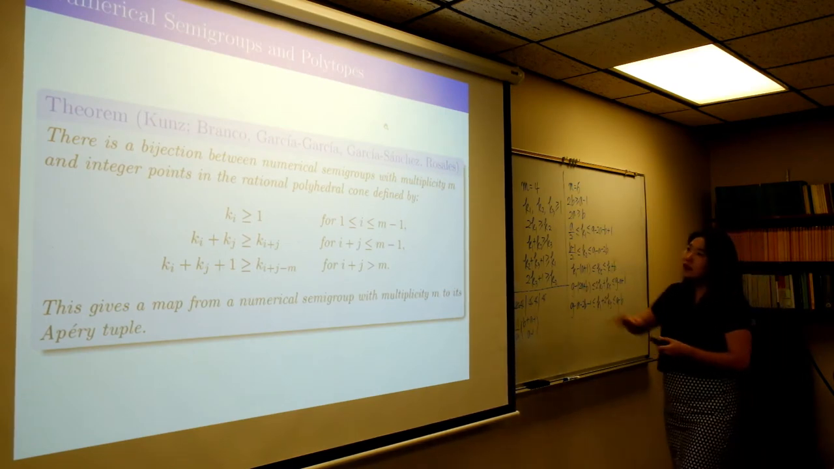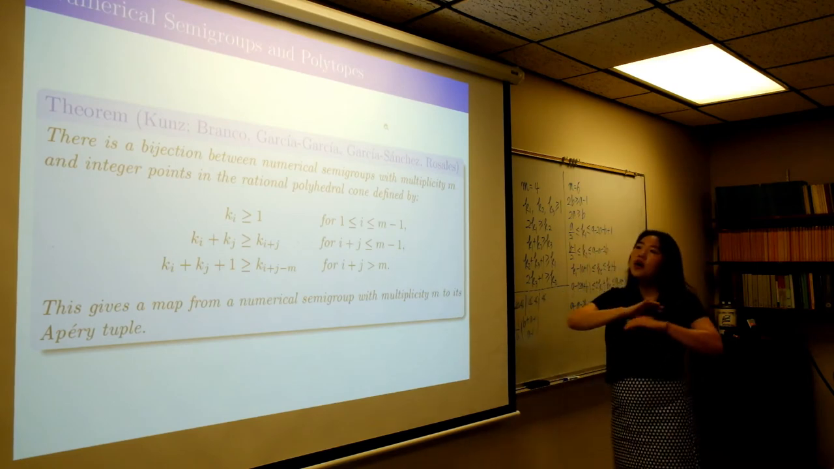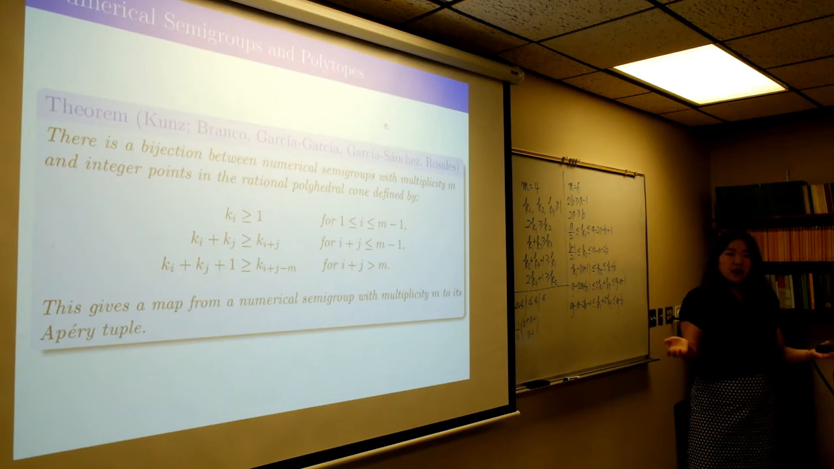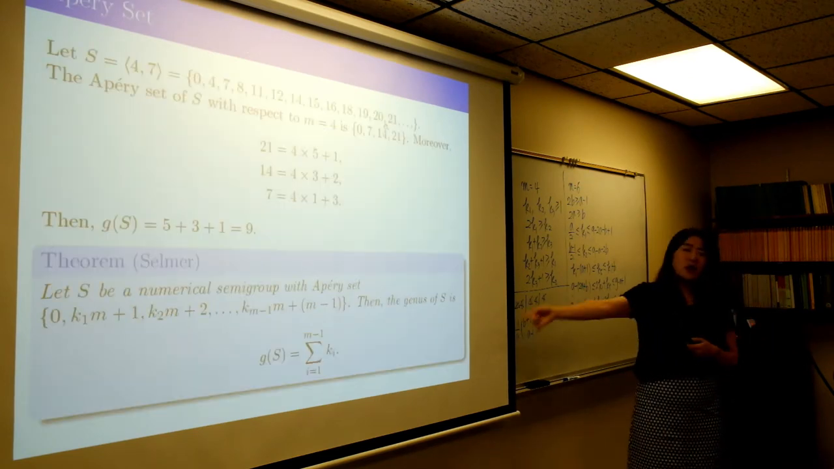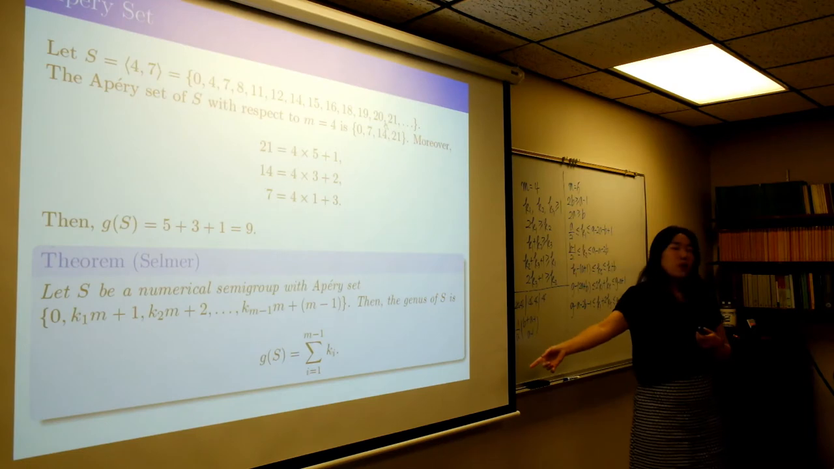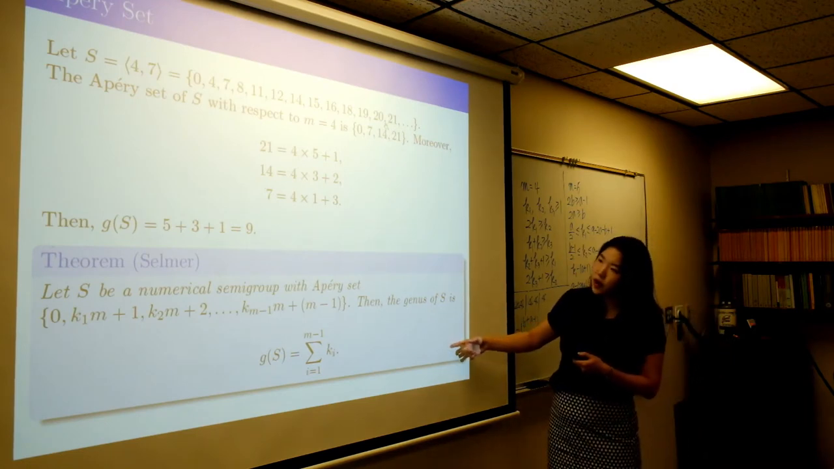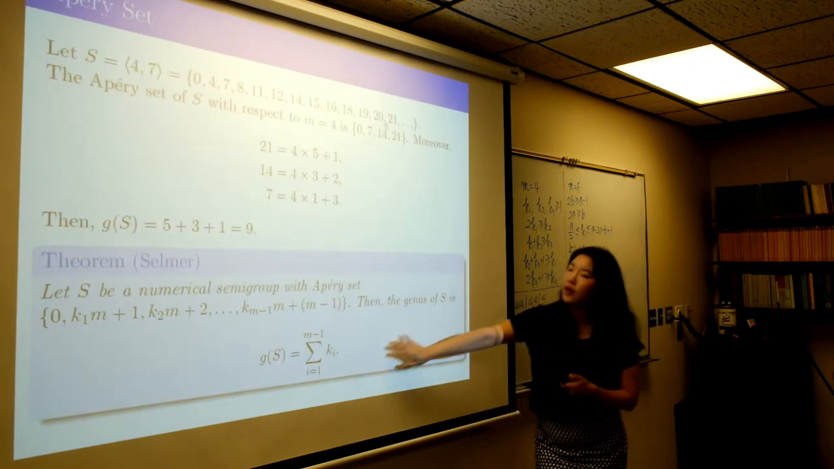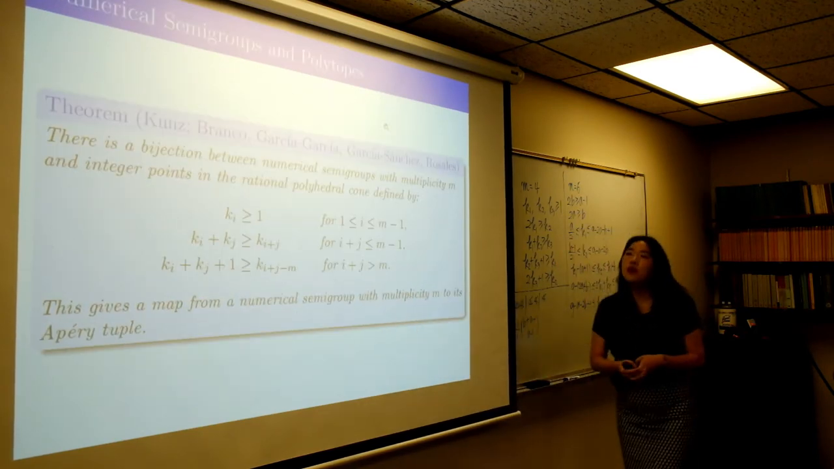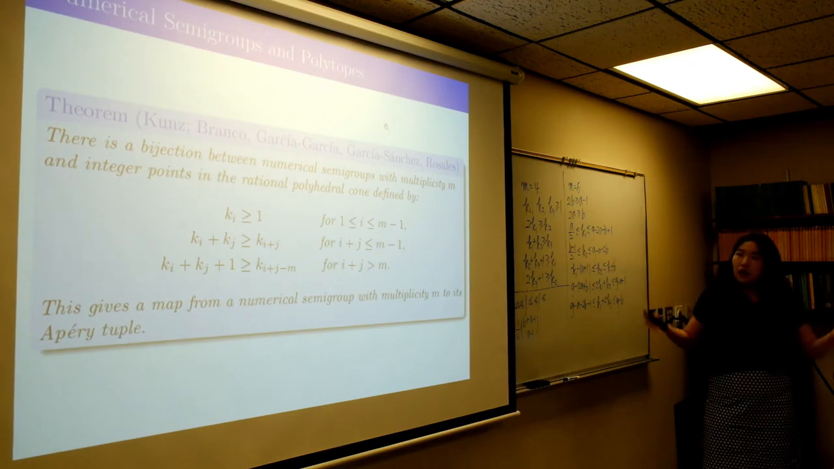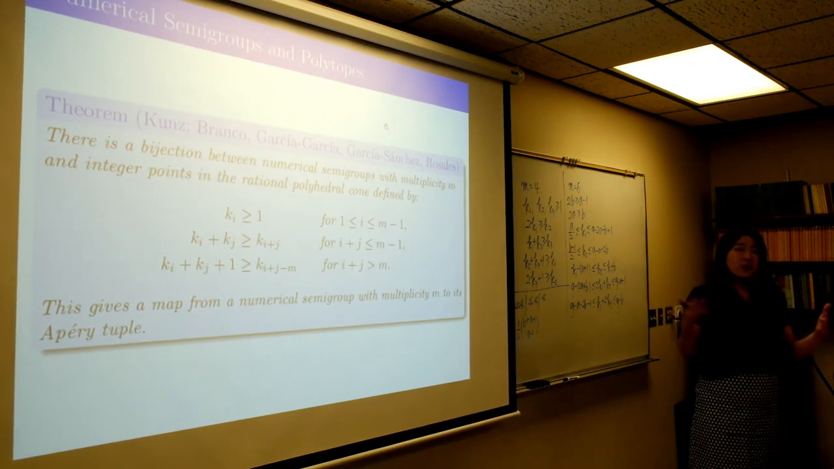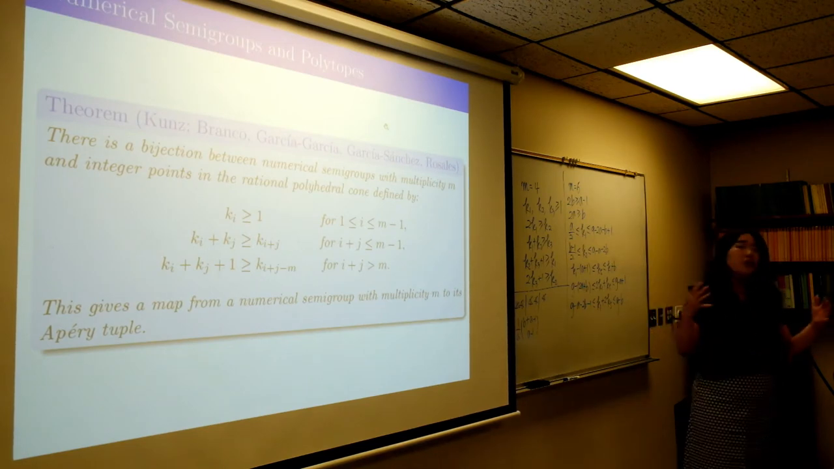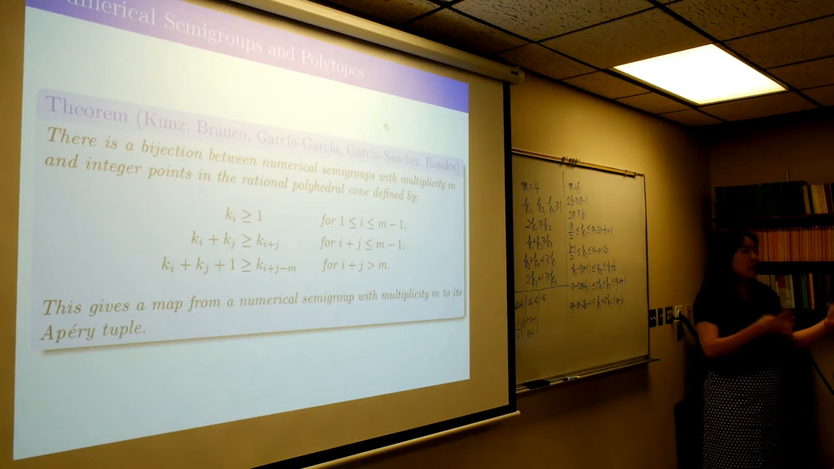So simply, this is a polyhedral cone, so the number of tuples satisfying these inequalities will be infinite. But combining with the Selmer equation here, we know how to compute N_{m,g}. So this equation and these inequalities will give a bounded polytope. And by computing the integer points in that bounded polytope, we get a formula for the number of numerical semigroups with multiplicity m and genus g.